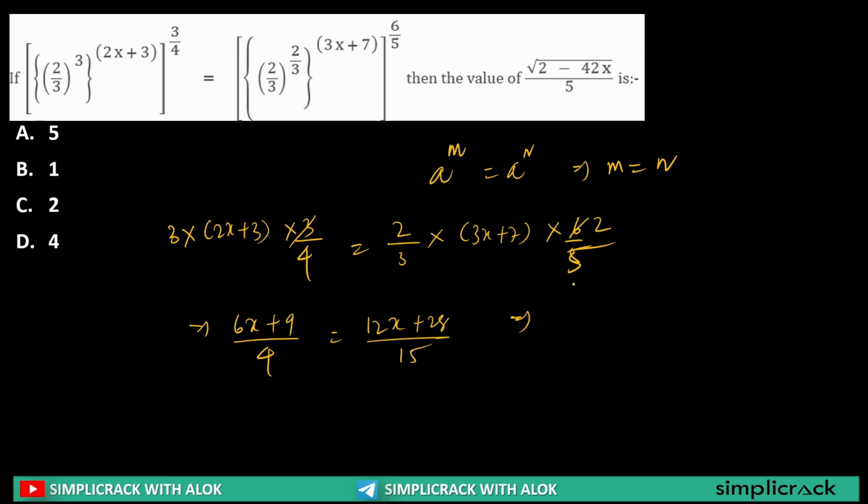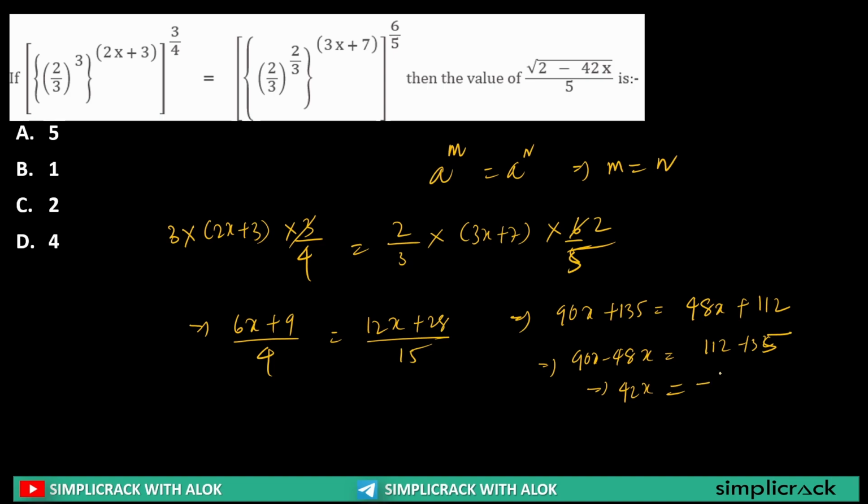Now if we cross multiply, 90x plus 135 is equal to 48x plus 112. So 90x minus 48x is equal to 112 minus 135. This will be 42x is equal to minus 23. So x is equal to minus 23 by 42. We need to find out this value.